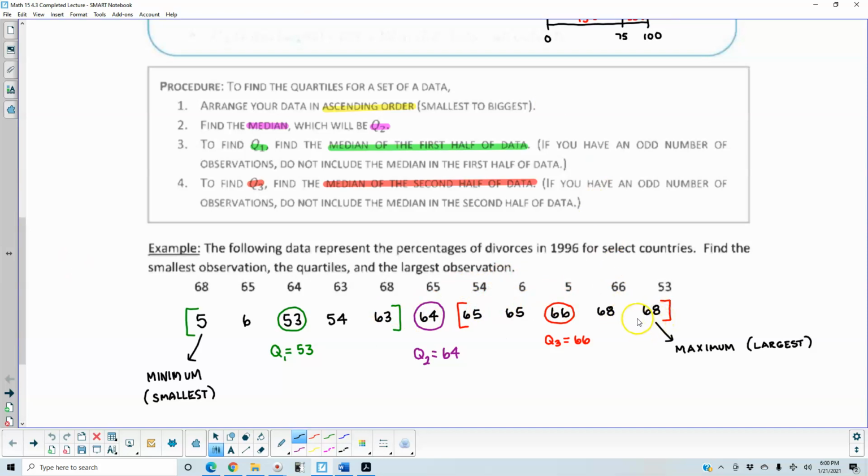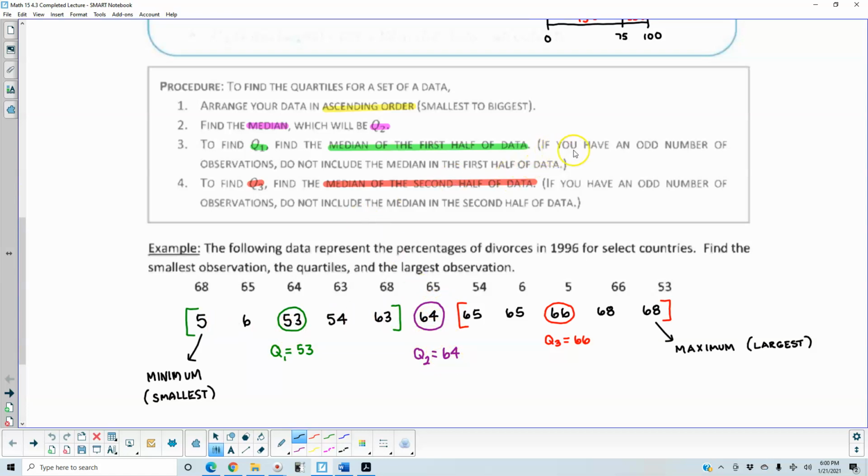Okay, then how many numbers do we have? We have 1, 2, 3, 4, 5, 6, 7, 8, 9, 10, 11. So we have an odd number of data values, which means the middle number is going to be the median or quartile 2. So we can see here that 64 represents quartile 2.